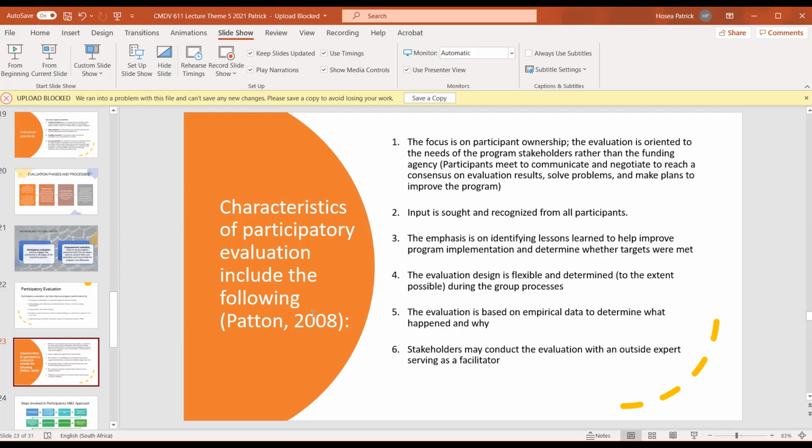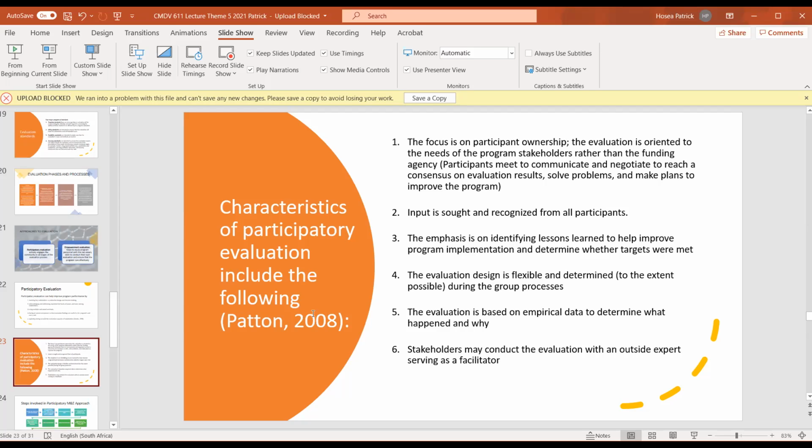And then it is based on empirical data. It's based on what is happening, on everyday happenings within the community or the project environment in which you find yourself. And then we said stakeholders may conduct the evaluation with an outside expert serving as a facilitator. So basically that's under participatory.